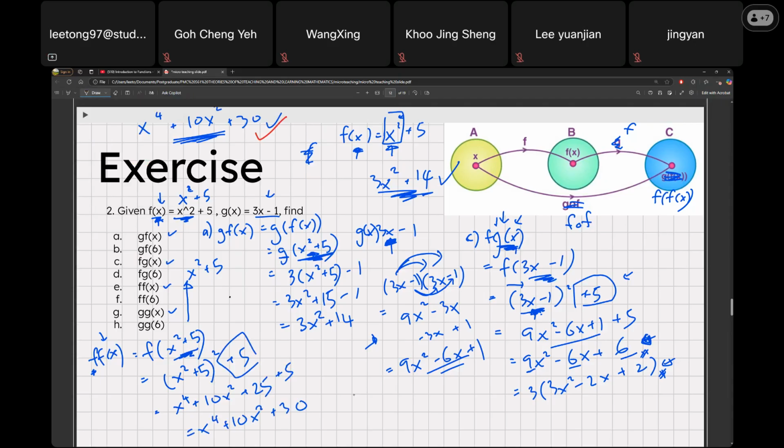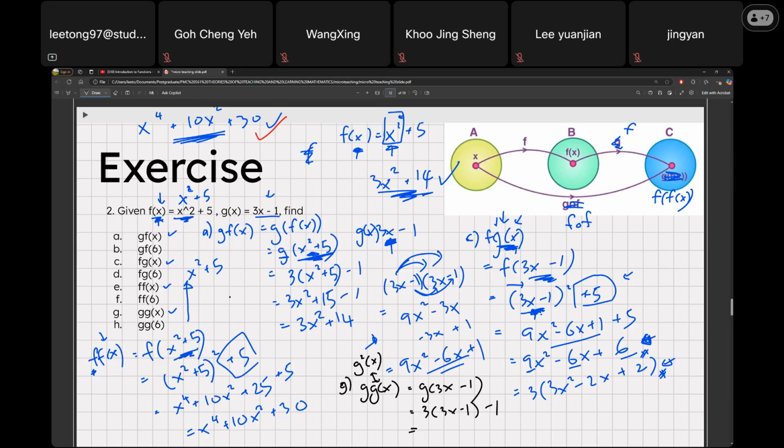Okay, next G. G will be g(g(x)). Or we can write it as g where x is the same. This is the same. So we'll look at g(x): 3x minus 1, and then another time 3x minus 1, minus 1.